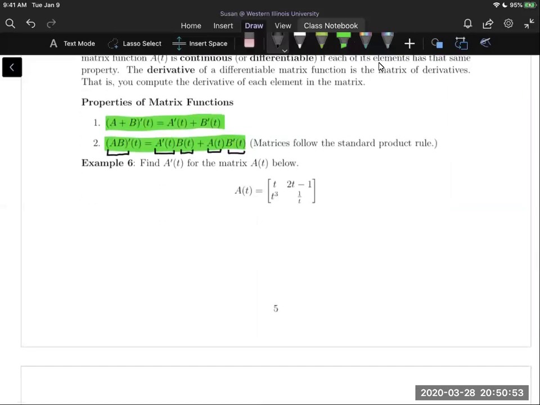So for example 6, we're given a matrix of functions and we want to find the derivative of the matrix. Again, following the definition, that just means that we want to take the derivative in each coordinate. So for the first entry, entry 1,1, the derivative of t is 1, and the derivative of 2t minus 1 is 2. And then moving down to row 2, column 1, the derivative of t cubed is 3t squared. And then of course the derivative of 1 over t is negative 1 over t squared. So this matrix of derivatives is the derivative of the differentiable matrix.